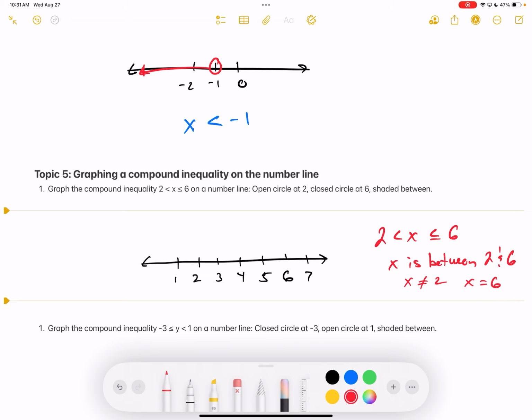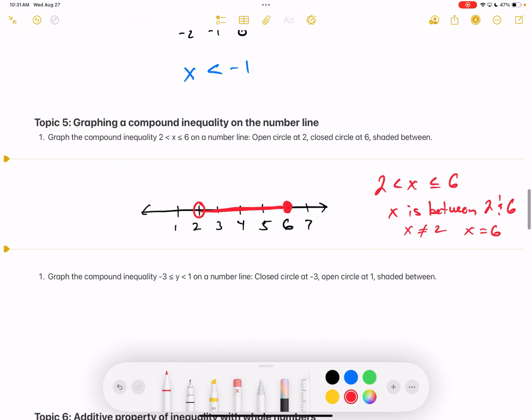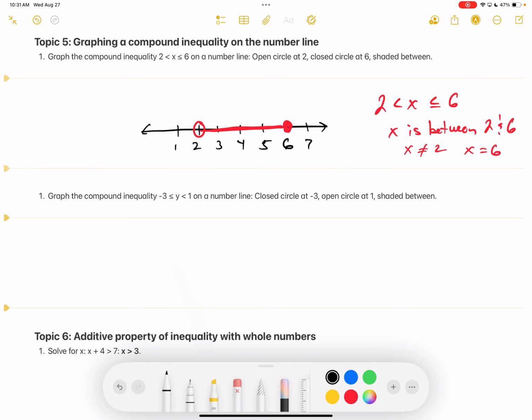Because x is at 2, less than is going to be an open circle because it's just less than, and it's going to be a closed circle at 6. And x could be any number between there. So that's where the open and closed circle really comes in handy to know.